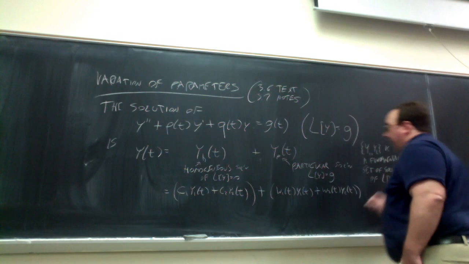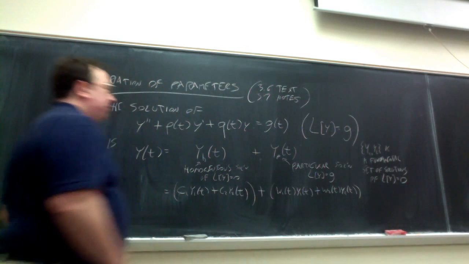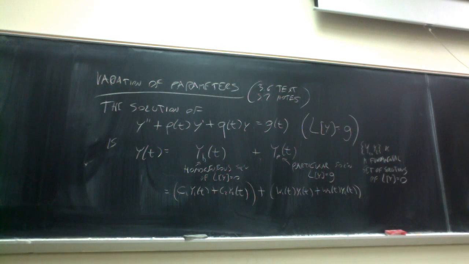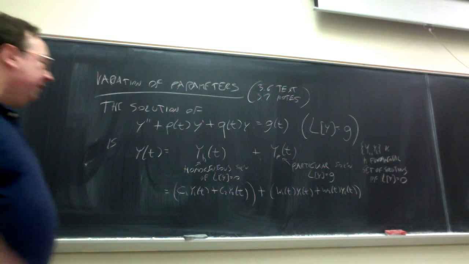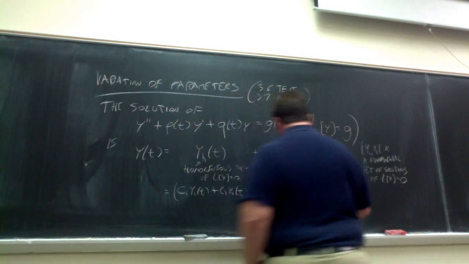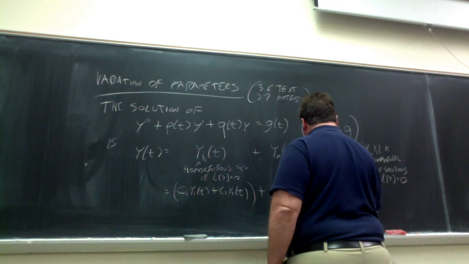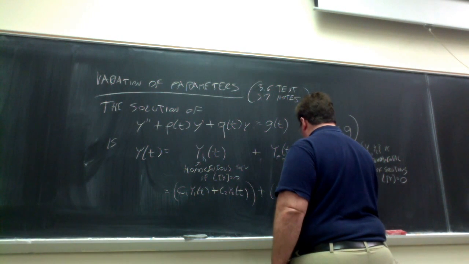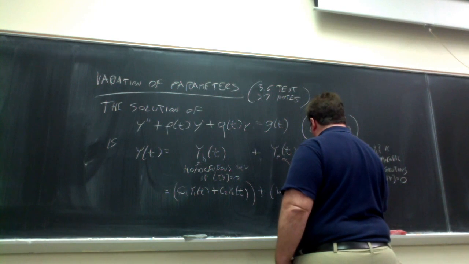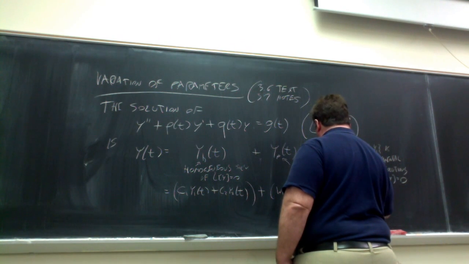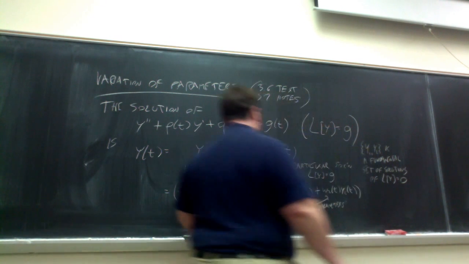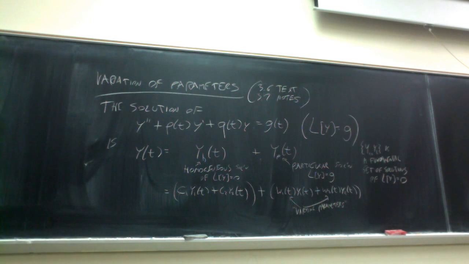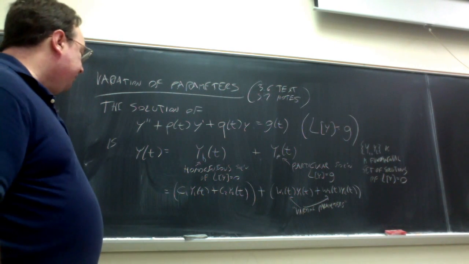Okay. Like your exponentials, or like e to the alpha t sine and cosine beta t. And you can think of w1 and w2, since they're not constants, as varying parameters. Parameters that vary with t, as opposed to c1 and c2 that are constants.